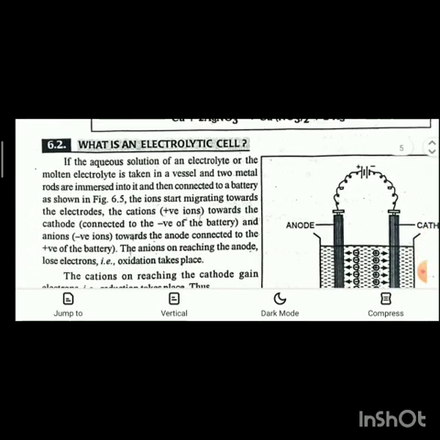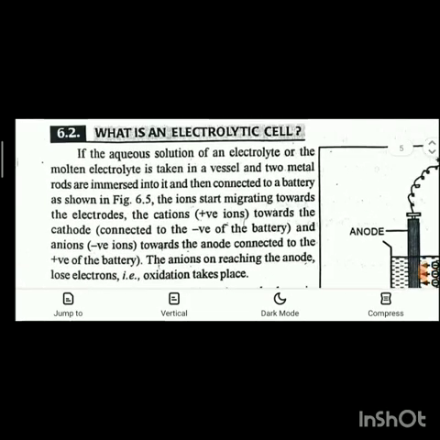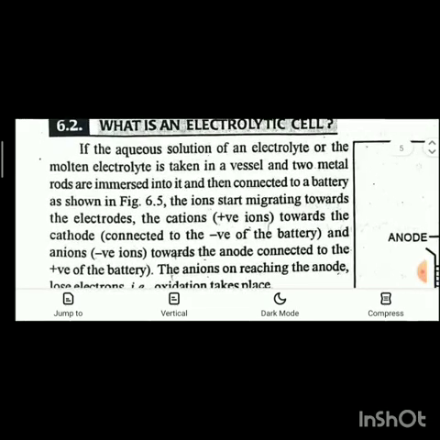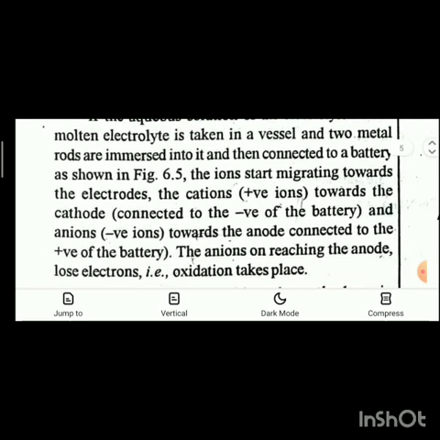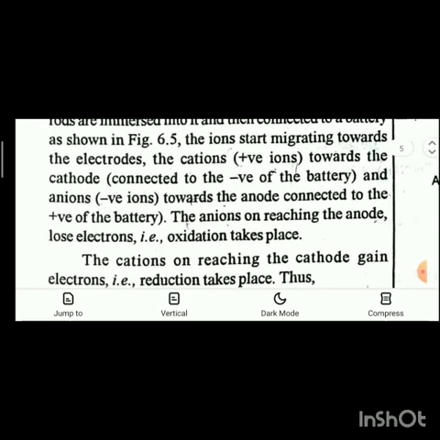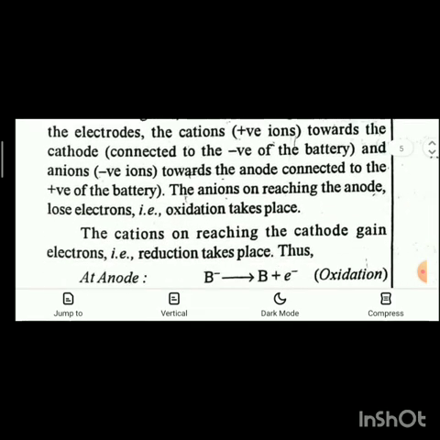What is an electrolytic cell? If the aqueous solution of an electrolyte or the molten electrolyte is taken in a vessel and two metal rods are immersed into it and then connected to a battery, the ions start migrating towards the electrodes, the cations towards the cathode connected to the negative of the battery, and anions towards the anode connected to the positive of the battery.